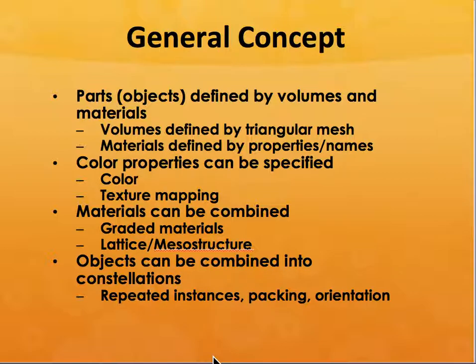So here what they do is that every part is defined by volumes and materials, and the volumes are defined by the triangular mesh and the materials are defined by properties and names. And you can specify the color properties by color or texture, and you can combine the materials. So you can have multiple materials being laid down one after the other, or you can blend them and deposit them and things like that.